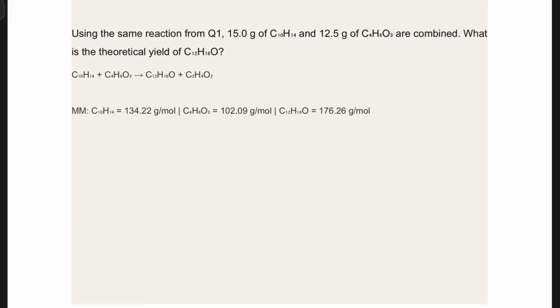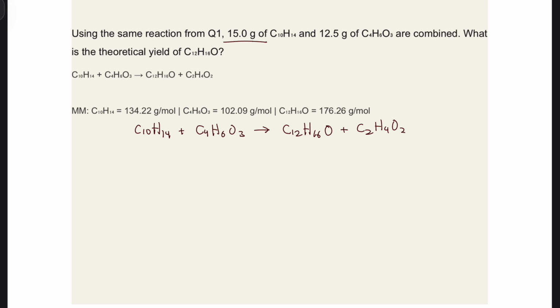Next, using the same reaction, 15 grams of C10H14 and 12.5 grams of C4H6O3 are combined. What is the theoretical yield of the product? So I like to start by just writing out the formula. And remember, with theoretical yield, that is what will theoretically happen if all of the reactants are used up perfectly and there's no error, but that differs from the actual yield, which is what we actually get when we do it in real life with the different confounding variables.